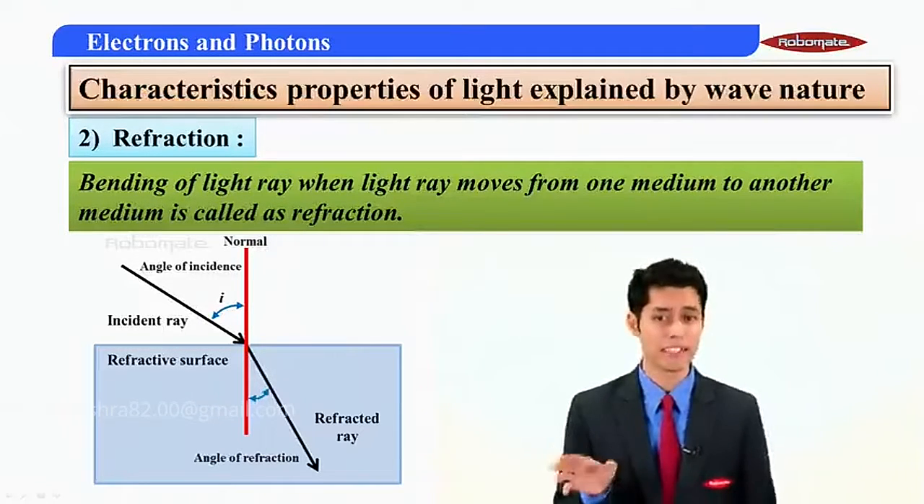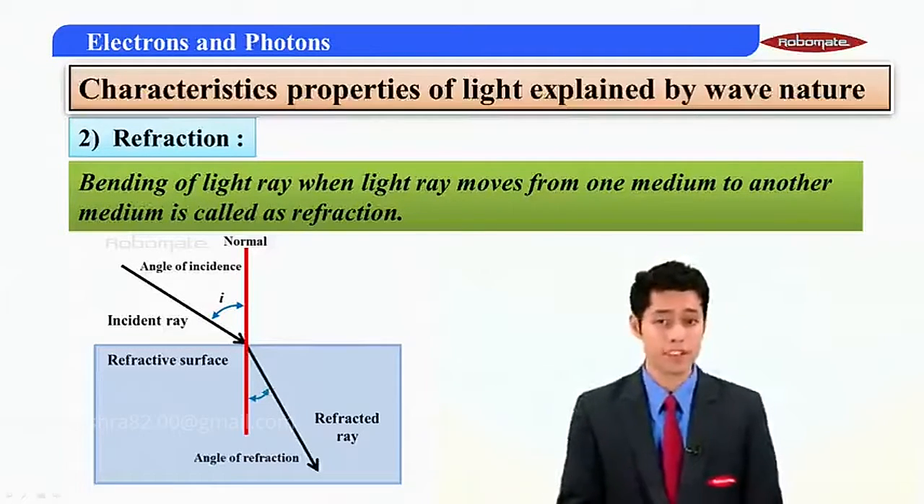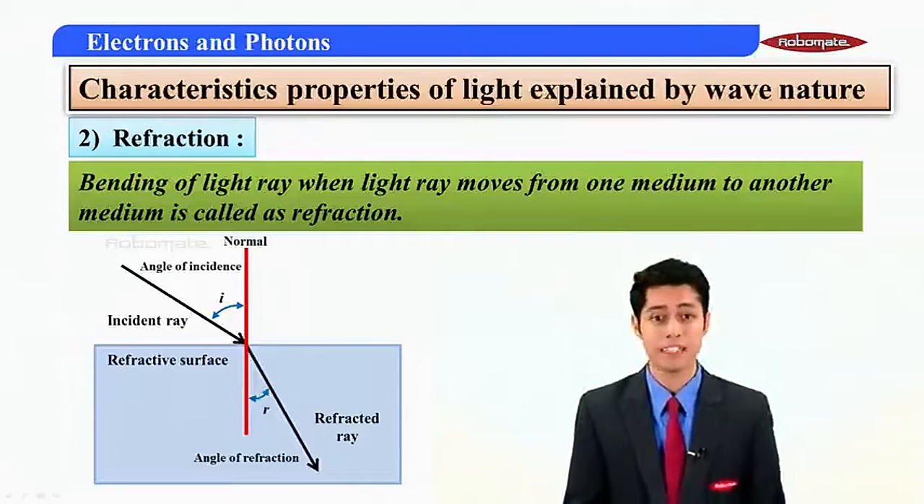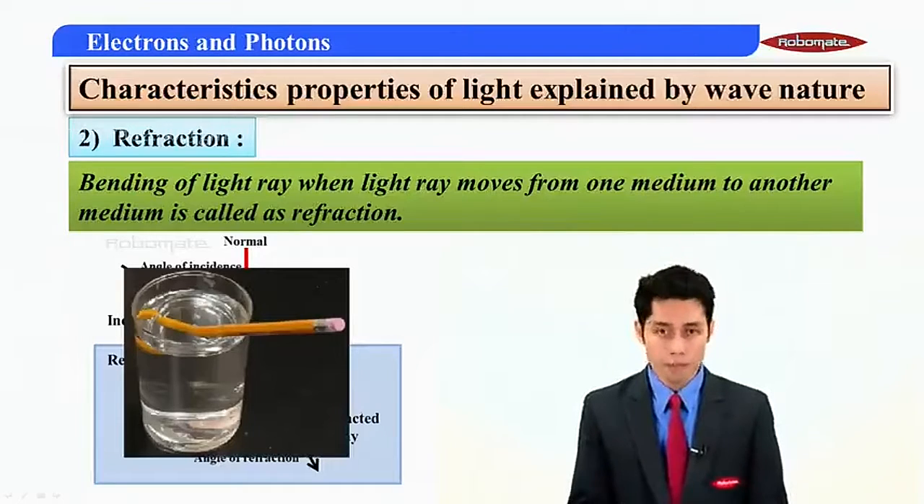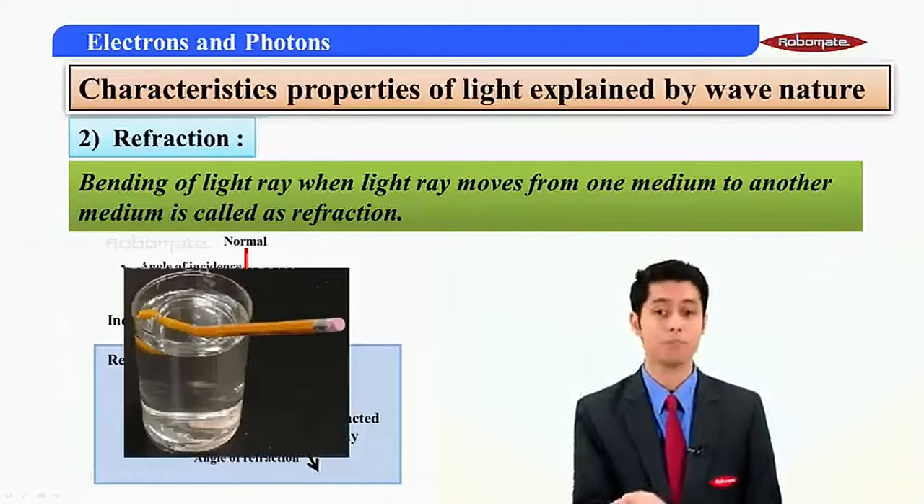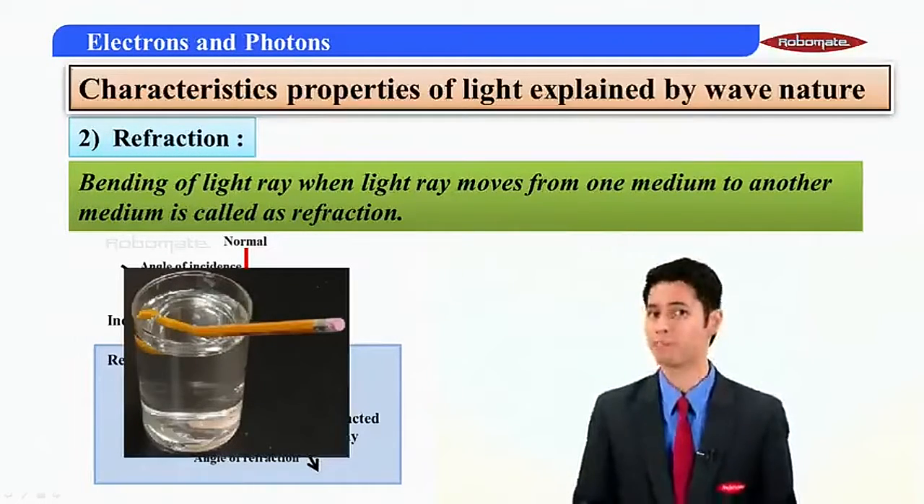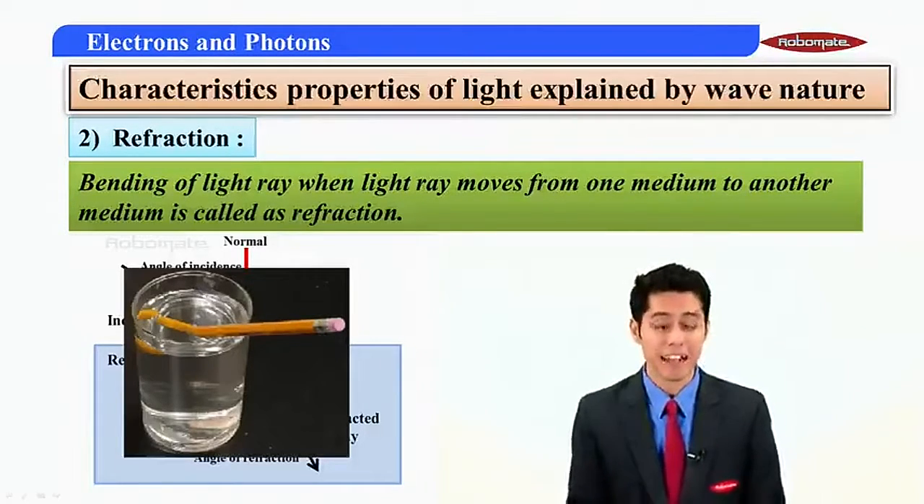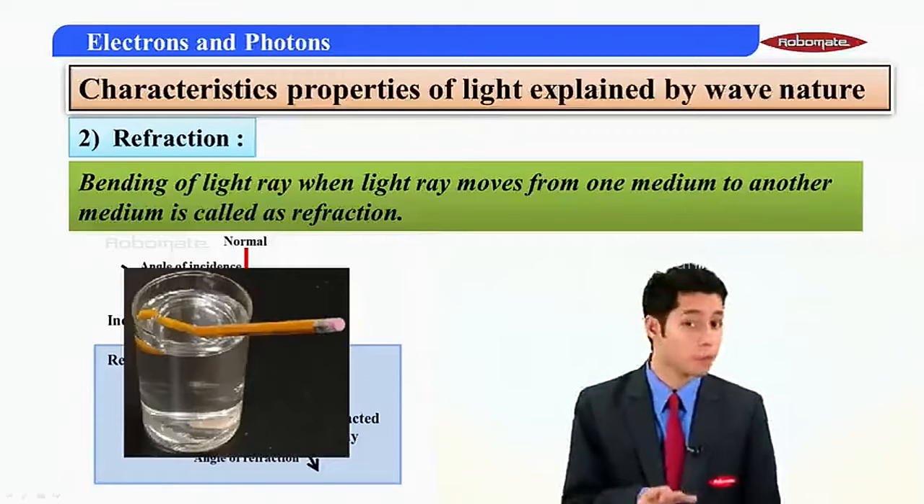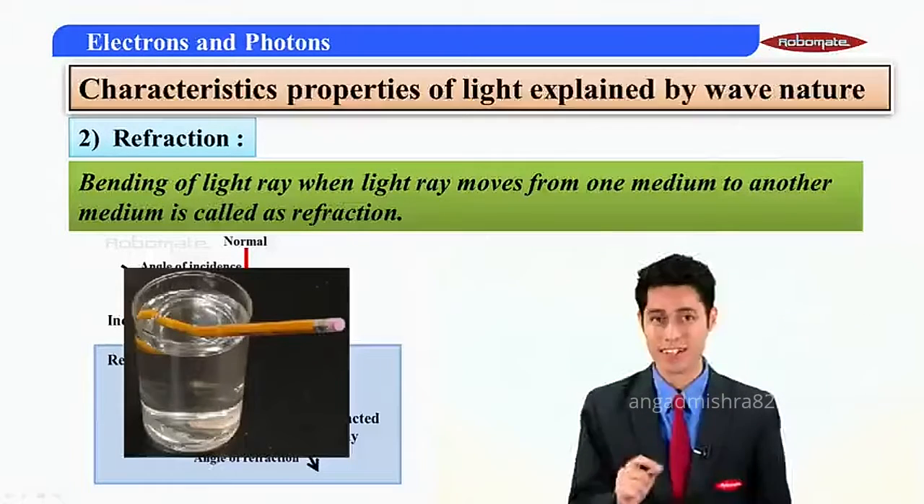Now we know the angle of incidence is not equal to the angle of refraction, and a common example is when I put some object into the water. The object will appear as if it has bent, but it is not the object which has bent. It is the light ray coming from that object that is bending, and that is why the pencil appears to be broken, but it is actually not.